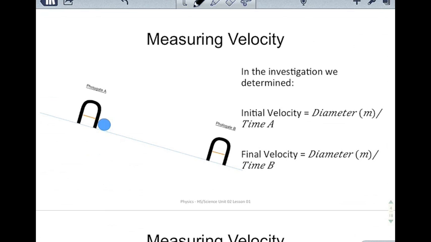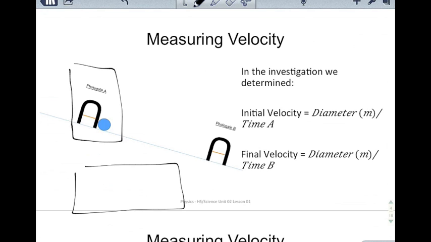Now we did measure velocity in the investigation, and what we did is we measured the velocity at two different points. How we did that is we used two different photo gates. We used photo gate A, hooked up to this timer, when the A light was on. We said, okay, we want to know how fast it's going right there. We call this the initial velocity. It's kind of an average, but it works pretty good for what we're trying to do.